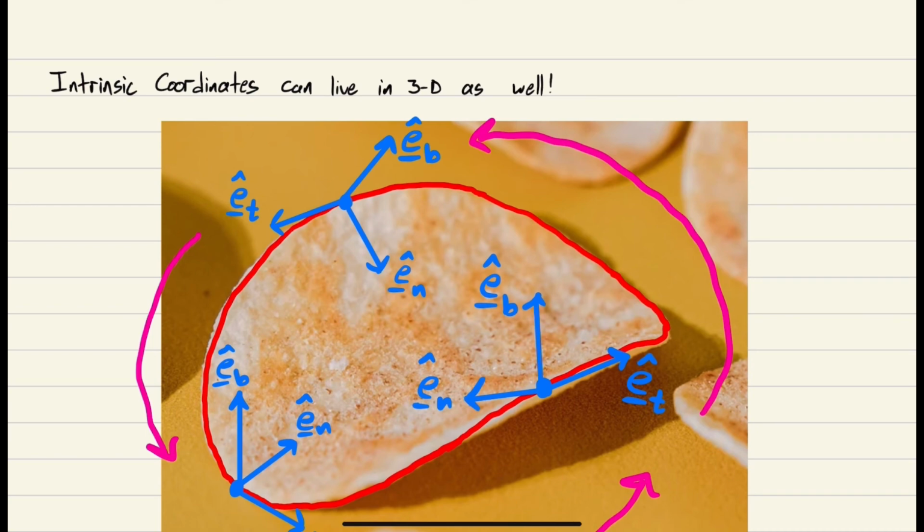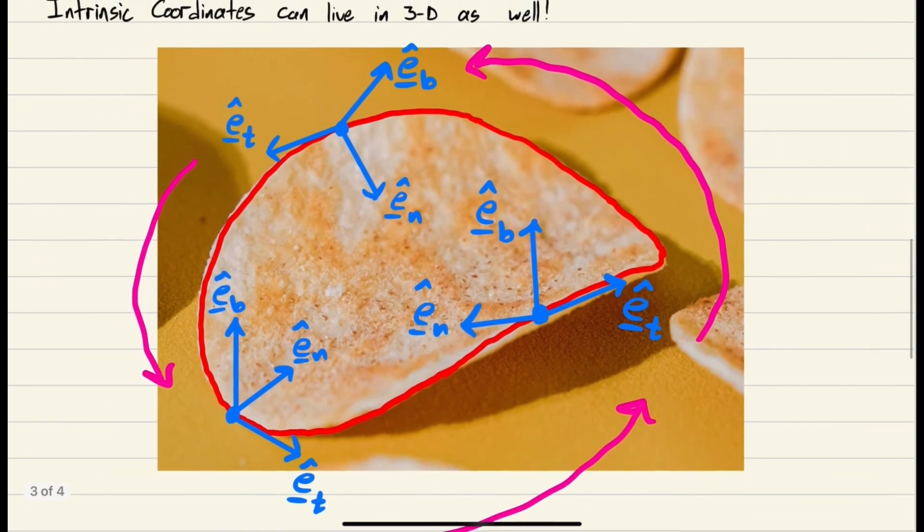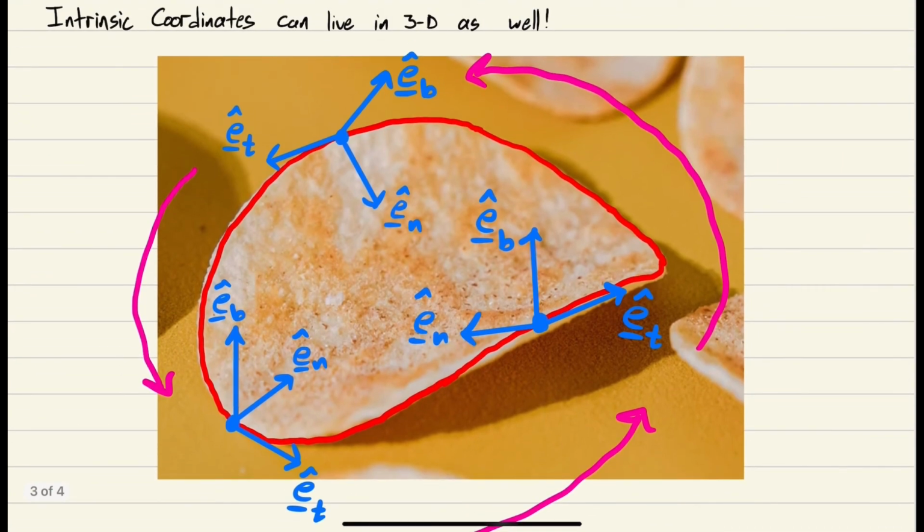Intrinsic coordinates can live in 3D as well. I know the example I did up top with the roller coaster, that was a planar example, that was 2D, but nothing wrong with being in 3D. I use this all the time. Same principles apply. Say you have this Pringles chip, and you have a particle moving around the outer edge of our Pringle chip. E sub t is moving in this direction, tangent to the trajectory, right?